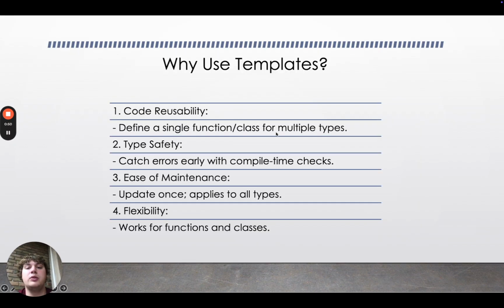Starting off, we have code reusability. Instead of duplicating code for different data types, templates allow you to define a single function or a class that works universally. 2. Type safety. The compiler ensures that the types you use with the templates match. This helps catch errors early. 3 is the ease of maintenance. If you need to make changes, you only update the template code and it applies to all types. 4 is flexibility. Templates work for both functions and classes, making them versatile for solving many programming challenges.